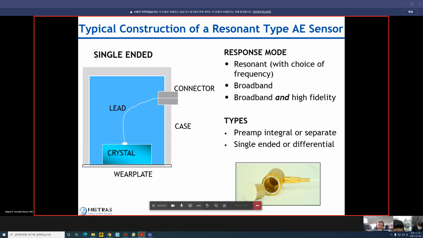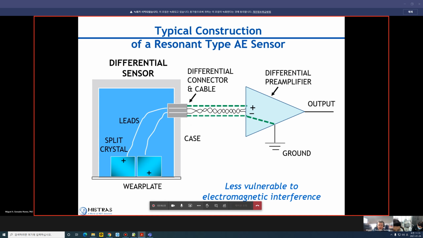And we have single-ended or differential-ended electrical connection, like in this one. We have a sensor where the piezoelectric crystal is split, and we have a differential connector here. All right?